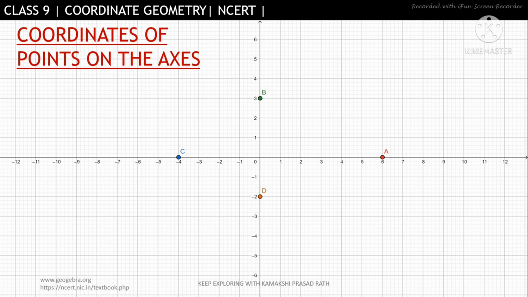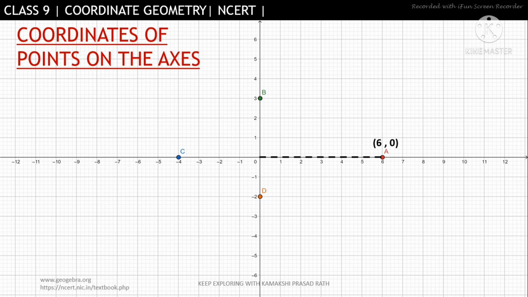Now let's find the coordinates of the point on the axis. Suppose the points are on the x-axis or the y-axis, whether it is the positive or negative axis. Let's first consider the point A. To find the position of point A, we have to draw the perpendicular. So we have drawn the perpendicular to the y-axis, right? So here we can say that the position of the point A will be 6, 0.